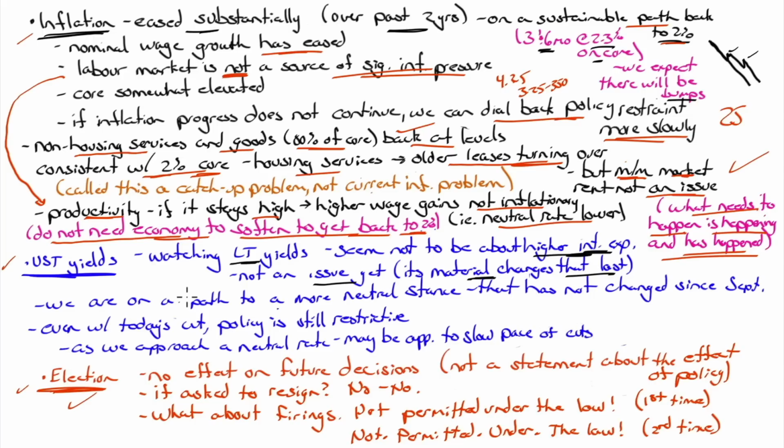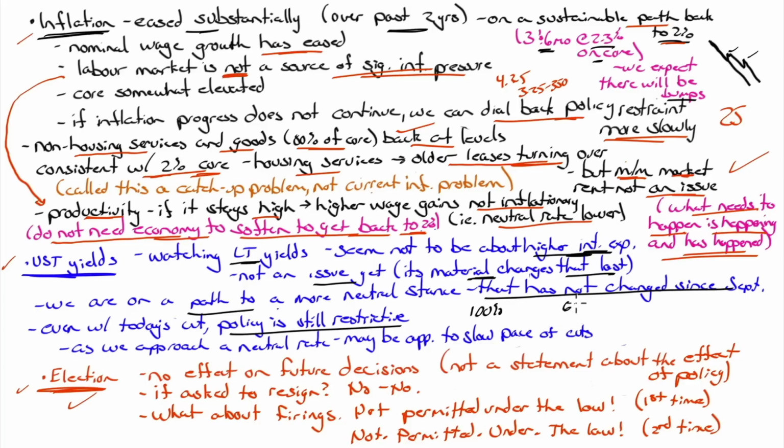We are on a path to a more neutral stance. That has not changed since September. Even with today's cut, policy is still restrictive. Does that sound like somebody who's going to pause? No. We are on a path. Yeah, I'd put 100% on December.